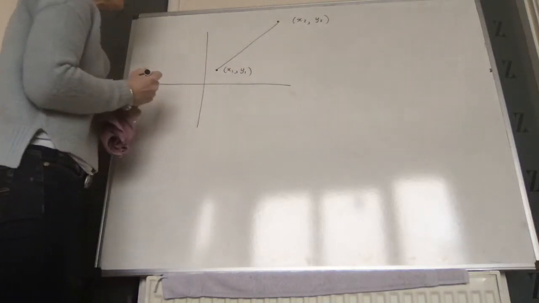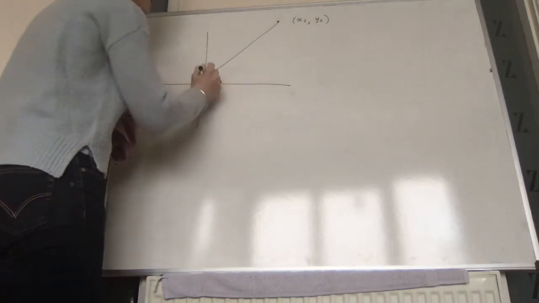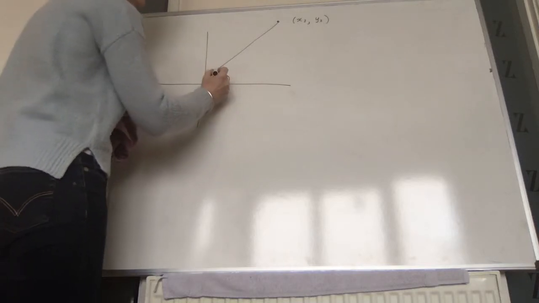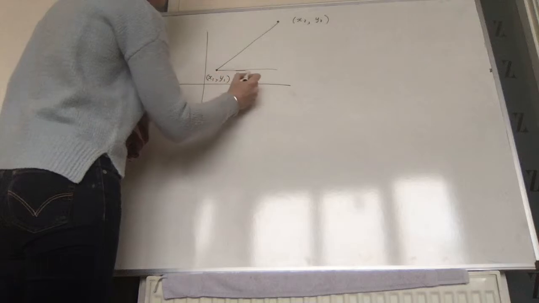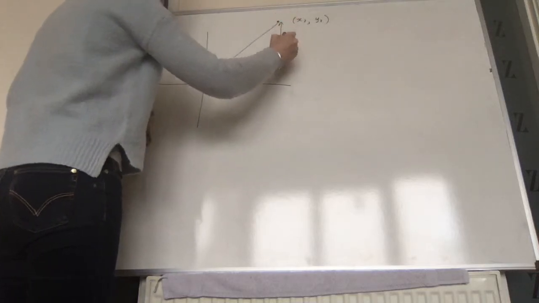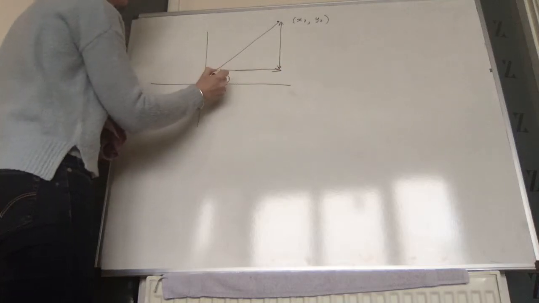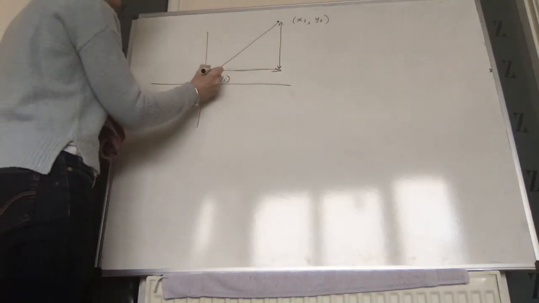Now, if we want to know the rise divided by the run, what we're really saying here is we want this distance, that's the rise, divided by this distance, which is the run. Okay?